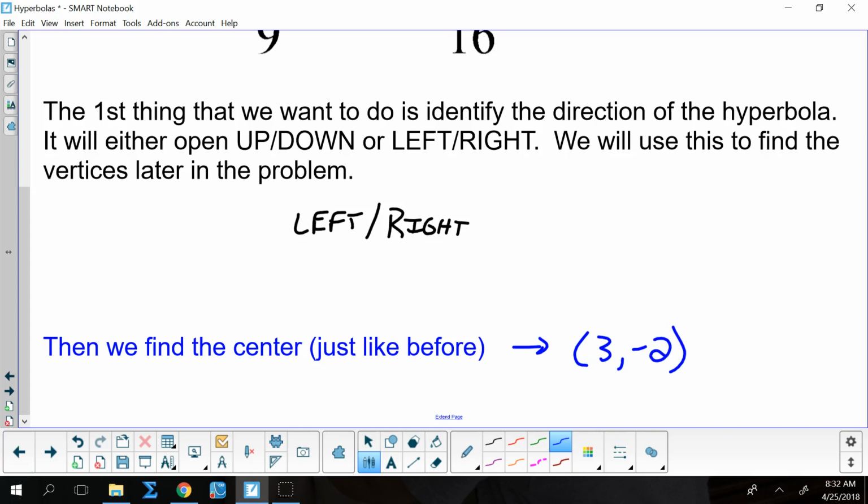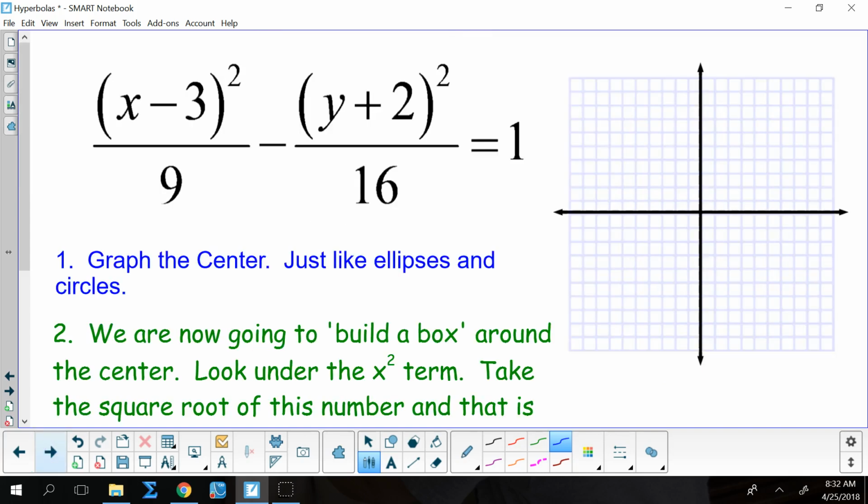And that point we can graph on our Cartesian coordinate system. 3 comma negative 2 is right there. I'm going to put a C there.